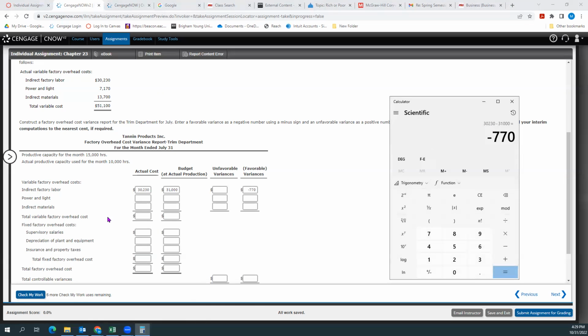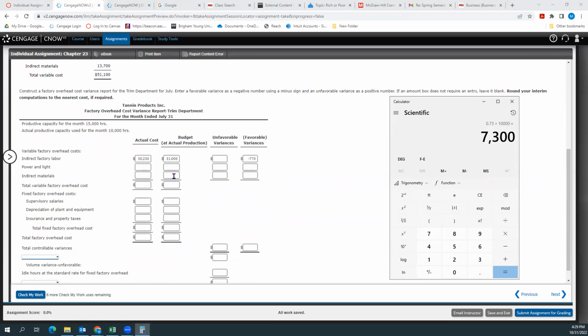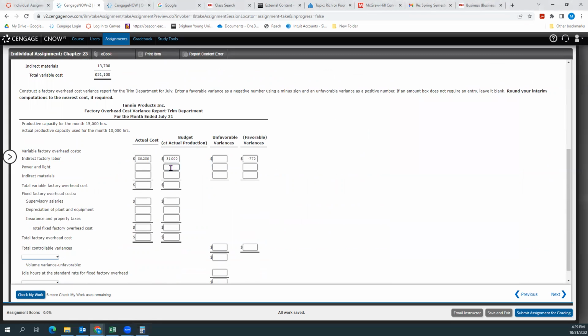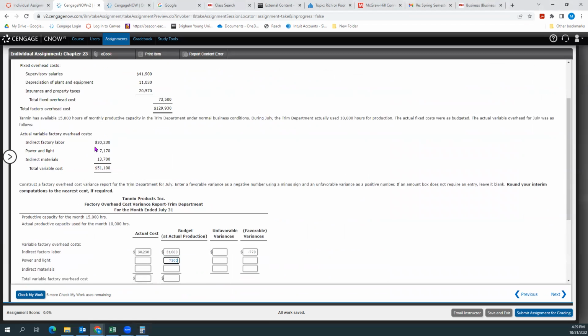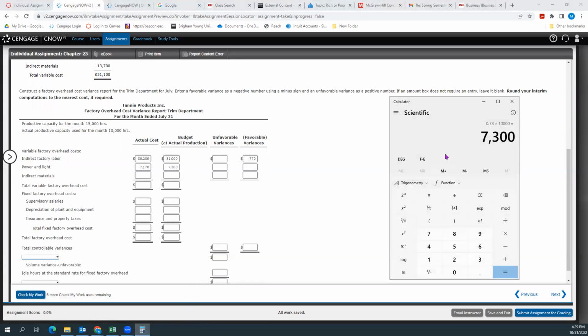So let's look at the next one, power and light. Power and light was 8,030 was our budget. Divide that by the 11,000 hours we were expecting. That's 73 cents per hour. Multiply that by the 10,000 hours we actually did, and we get 7,300. So again, we'll look at the actual, which was 7,170, minus the budget at actual production.